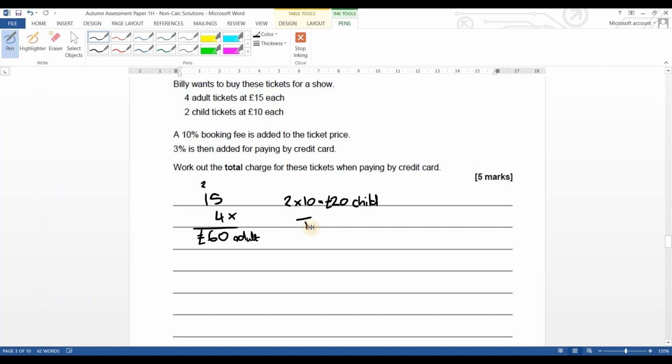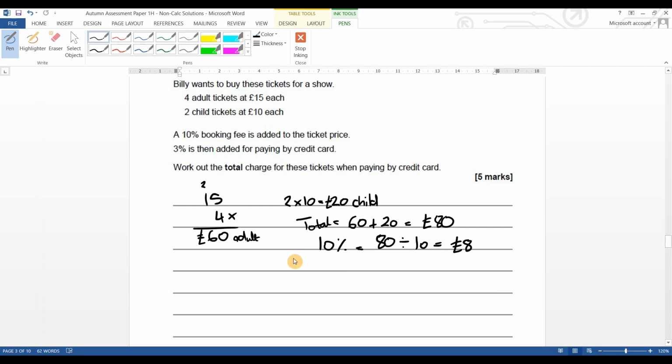So the total is going to be 60 plus 20, which is £80. That's without the booking fee and everything. So 10% of that, 10% of 80 is going to be £8. In fact, should we show the working out? That's obvious, but might as well. Yeah, 10% is going to be £8, which is added on, obviously.